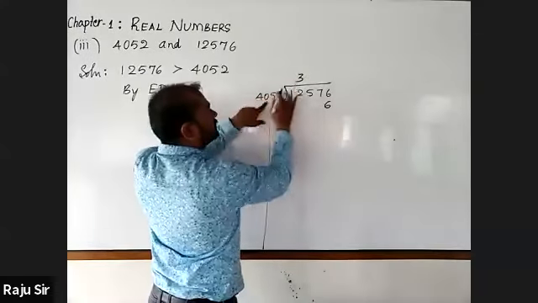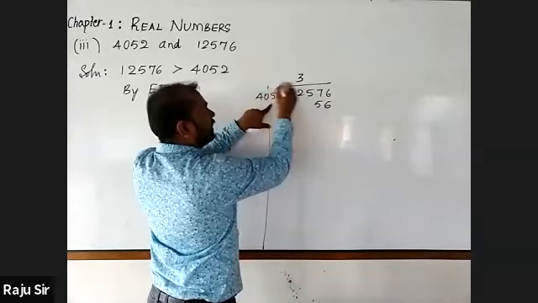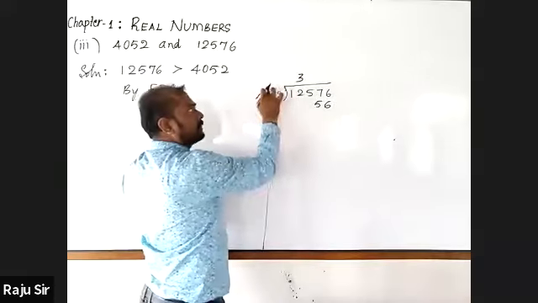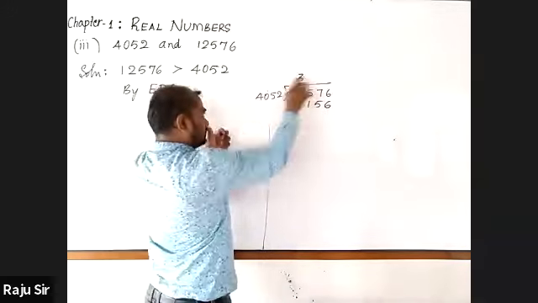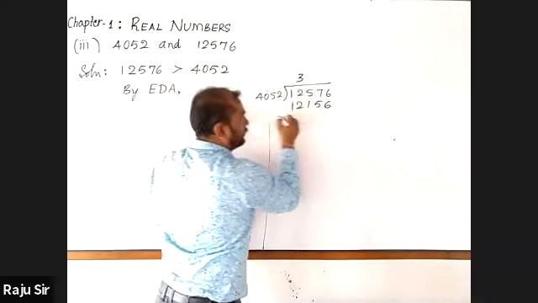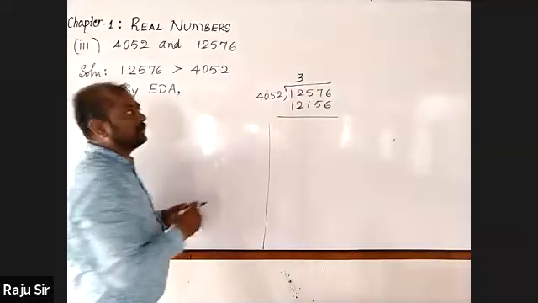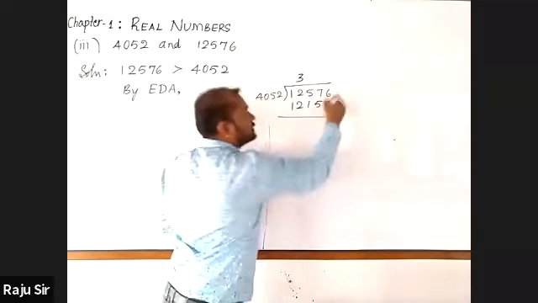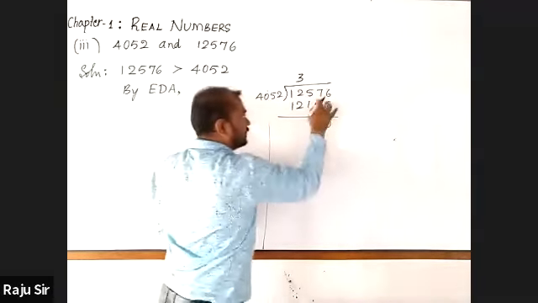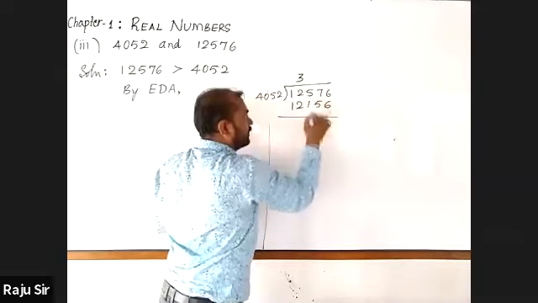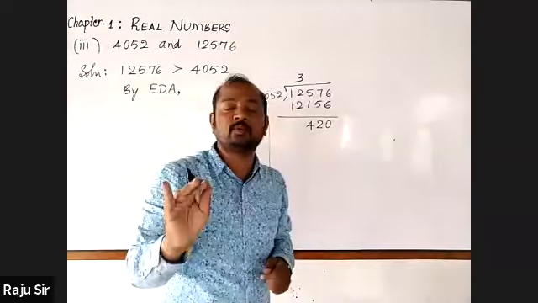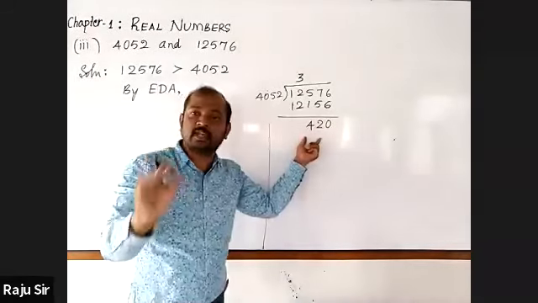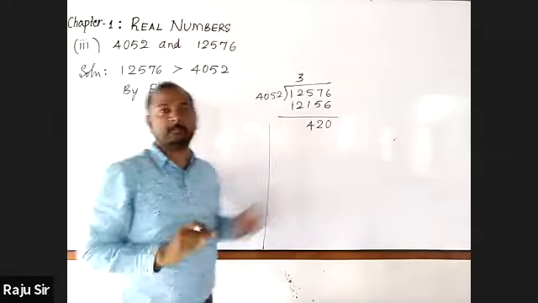So, 3s are right. Now 3 twos are 6. 3 fives are 15, carry 1. 3 zeros are 0 plus 1, as it is 1. 3 fours are 12. Now find out the difference. 6 minus 6, 0. 7 minus 5, 2. 5 minus 1, 4. This number should be read as 420.